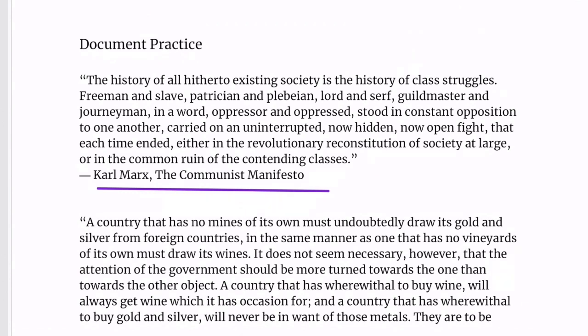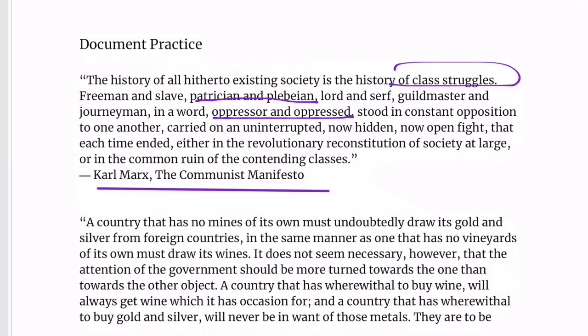The history of all hitherto existing society is the history of class struggles. That's what we were talking about earlier. Freeman and slave, patrician and plebeian, this would be Rome, remember? Lord and serf, guildmaster and journeyman, in a word, oppressor and oppressed, stood in constant opposition to one another.